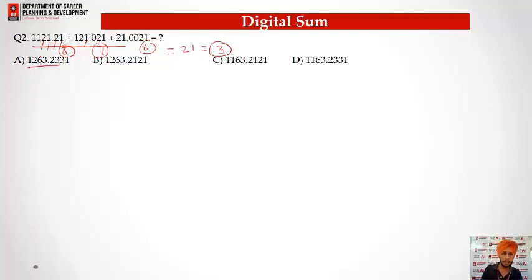So here 6 plus 3, 9, can be ignored. 2 plus 3, 5 plus 3, 8 plus 1, 9, can also be ignored. So what we are left with is 1 and 2, that is 12, and the digital sum of 12 will be 3. So what we need is also 3. So our correct answer will be option A. So let's check another example.